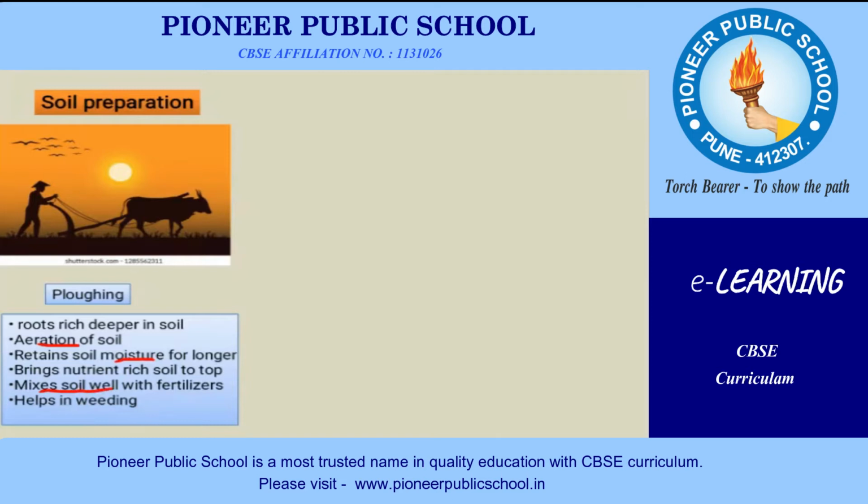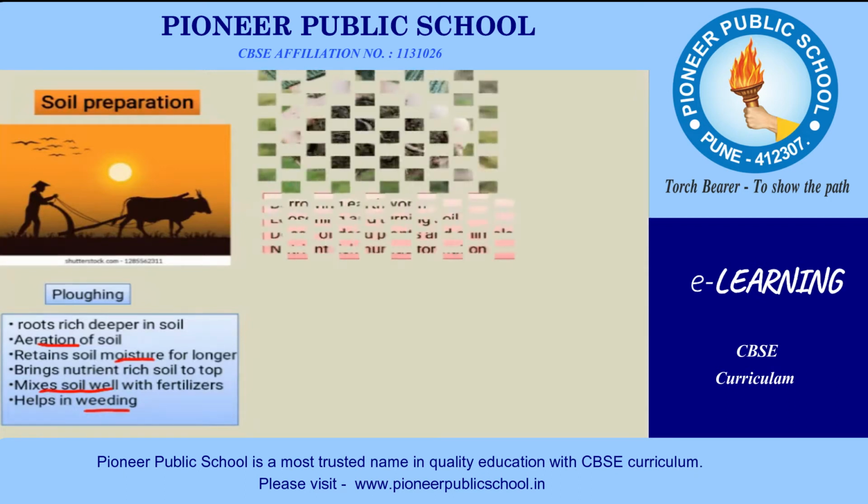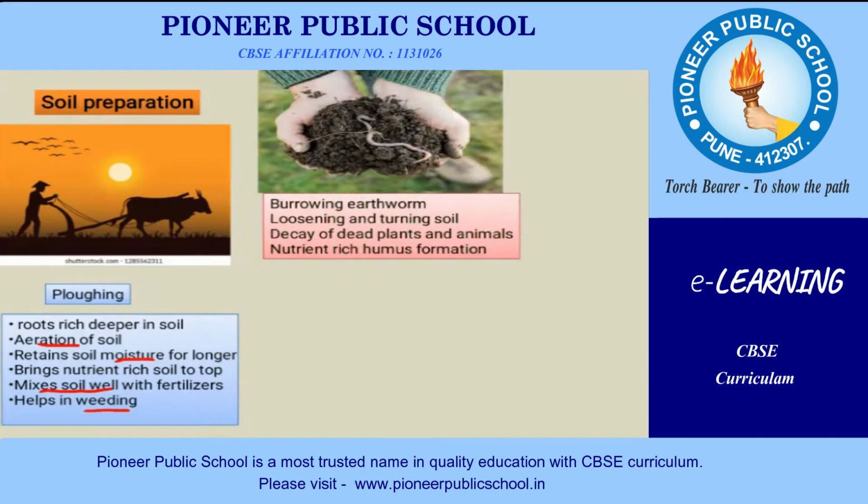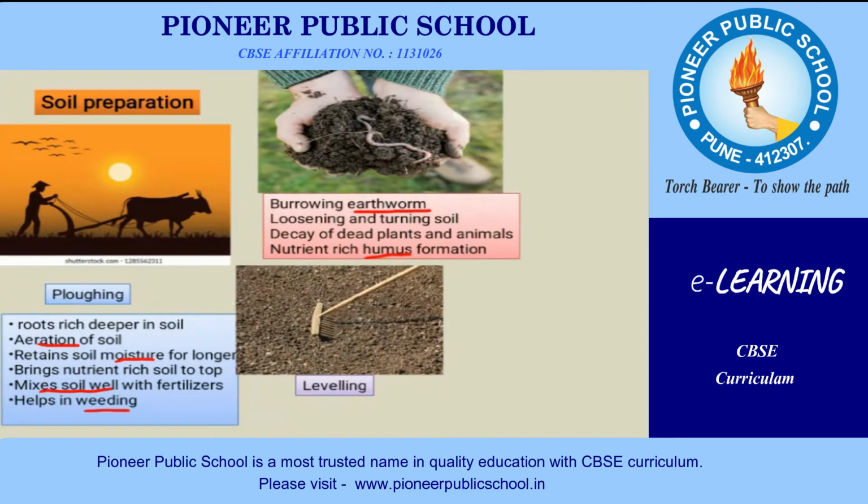Now, dear students, there is one organism who is helping farmer naturally, that is burrowing earthworms. These earthworms live in the soil. They continuously loosen and turn the soil. The dead and decay of plants and animals will be eaten by this, and it converts it into humus, which is rich in nutrients. So, this is called as friend of farmer. Now, dear students, after plowing, we are doing the leveling of soil which has been moved and turned. Then, dear students, we are applying fertilizers.